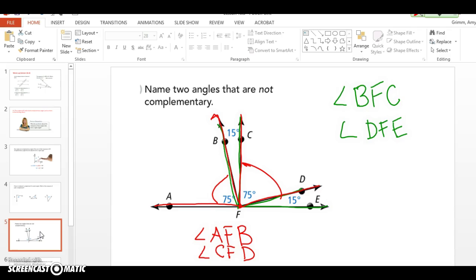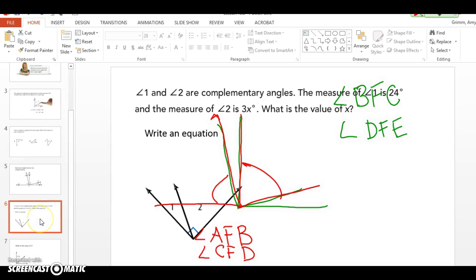I think those are the only two, because every other time I add them together, 15 and 75 is going to give me 90. Jenna, do you think you see something? I don't think there's any more, because all the rest are going to add up to 90. All right. So, can we write equations for this?